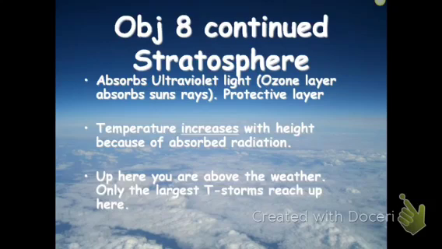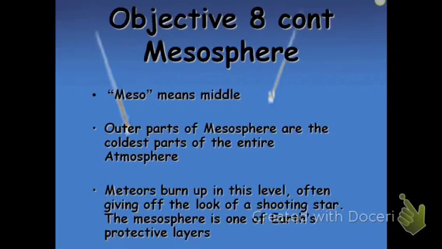Up here in the stratosphere, you are above weather. Only the largest thunderstorm clouds reach up to the stratosphere. That's what I was talking to you about earlier. So when you're flying in an airplane, and I think you saw on one of the slides earlier, you saw jets up there in the stratosphere right there by the tropopause. They fly up there so that they can fly above the weather. So even if there's a huge thunderstorm going on, that airplane will still be able to fly if it can fly above it.